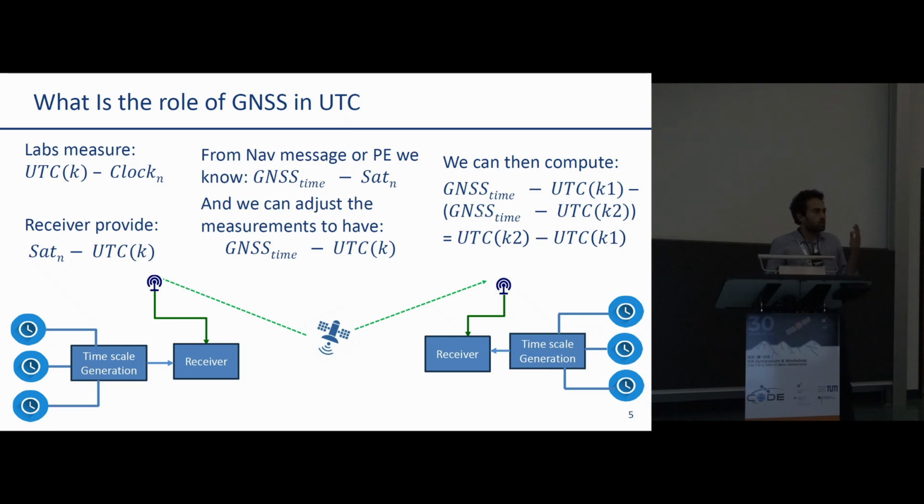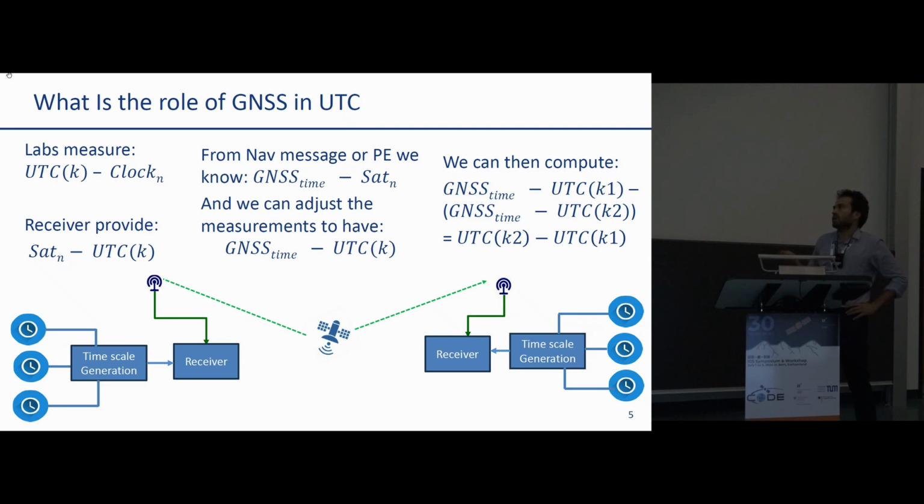So what is the role of GNSS in the computation of UTC? To compute the time scale, we need to compare clocks in different labs. In this slide you can see a sketch with some clocks in one lab and some clocks in the other lab. These clocks are used internally by the labs to generate the local time scale, and the local time scale is fed to a timing receiver which uses the timing information of the time scale.